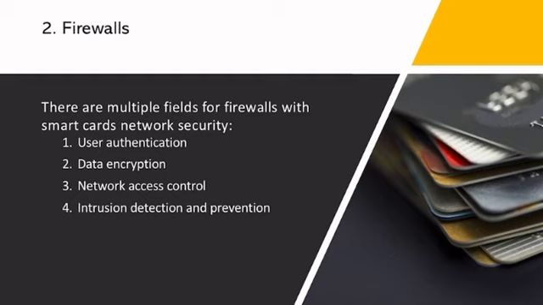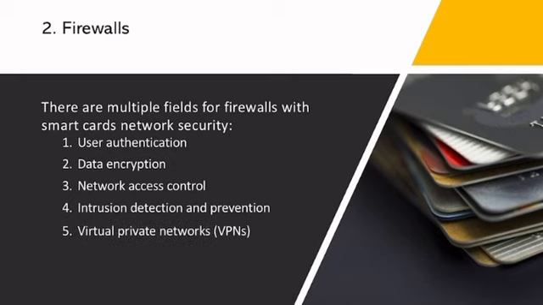Number 4, intrusion detection or prevention. The firewall can be configured to monitor incoming and outgoing traffic for suspicious activities such as attempted attacks or unauthorized access to the network. If the firewall detects suspicious activity, it can take actions to prevent that activity from occurring, such as blocking the traffic or alerting the network administrator.